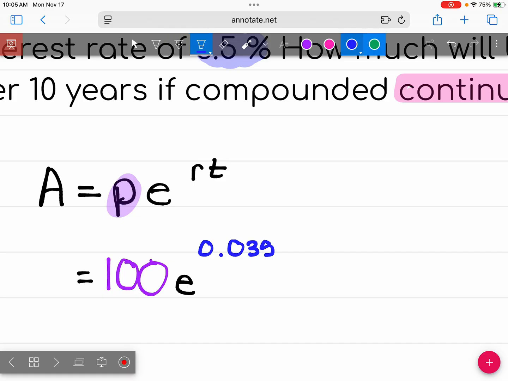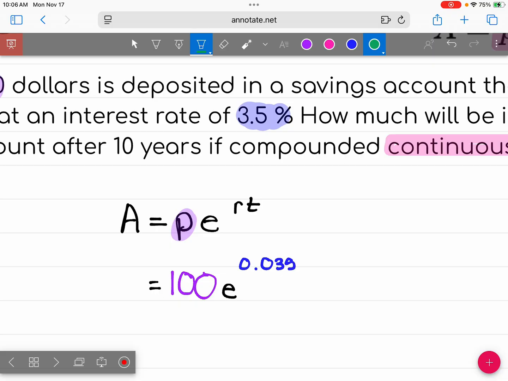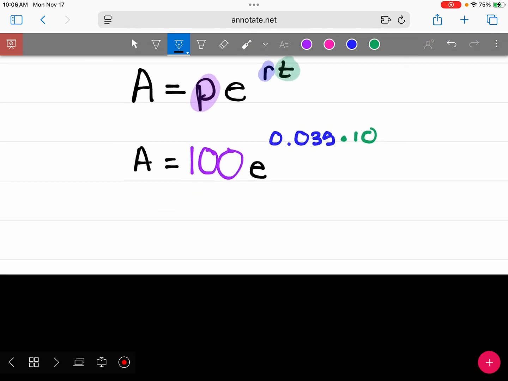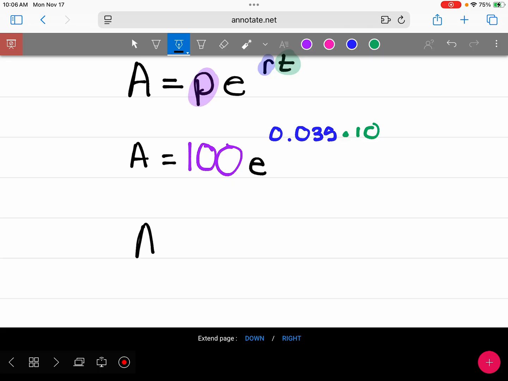What else? Got our rate. One more piece we need. Time. 10. Times 10. That is all going to equal the amount that's in our account. So, how much money will be in our account after 10 years?